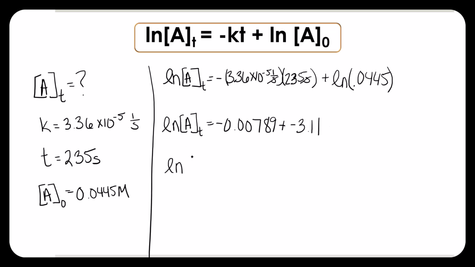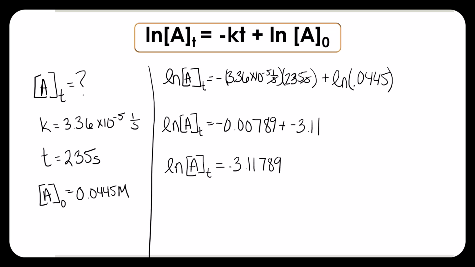All right, so just one more cleanup before we can take a big jump to solve. So I'm going to add these two numbers together. So negative 0.00789 plus negative 3.11. And I get negative 3.11789.